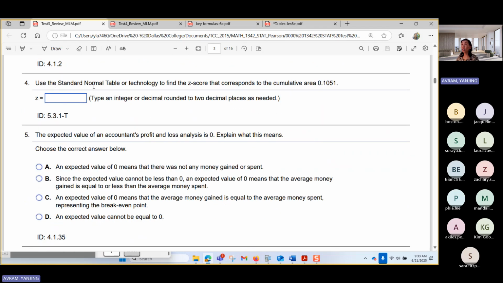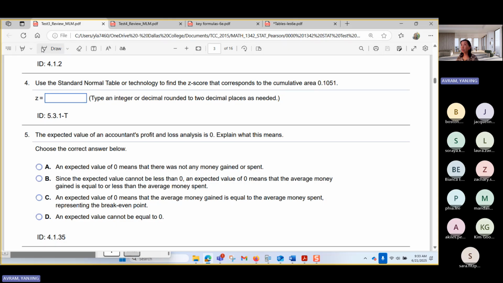Use the standard normal table or technology to find a Z-score corresponding to the cumulative area of 0.1051. Okay, so you can use the table, or you can use the calculator. I will show you how to use the calculator because it's a little bit easier. But before that, I can show you the table first.